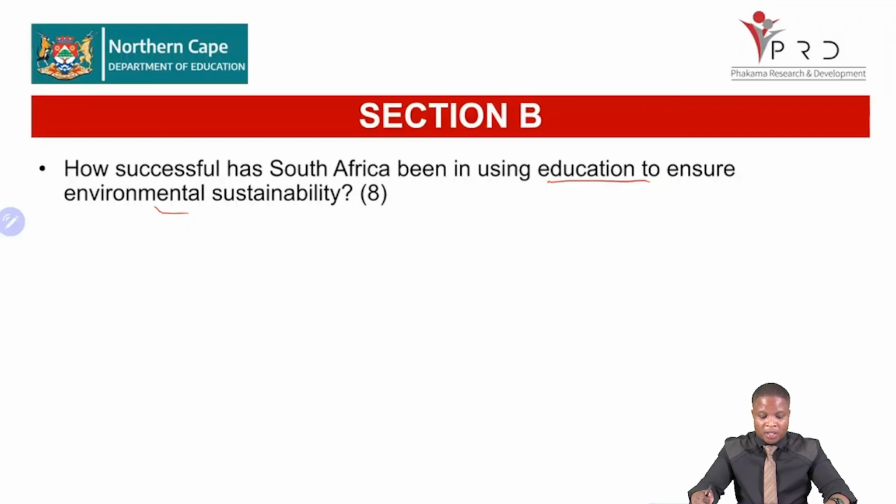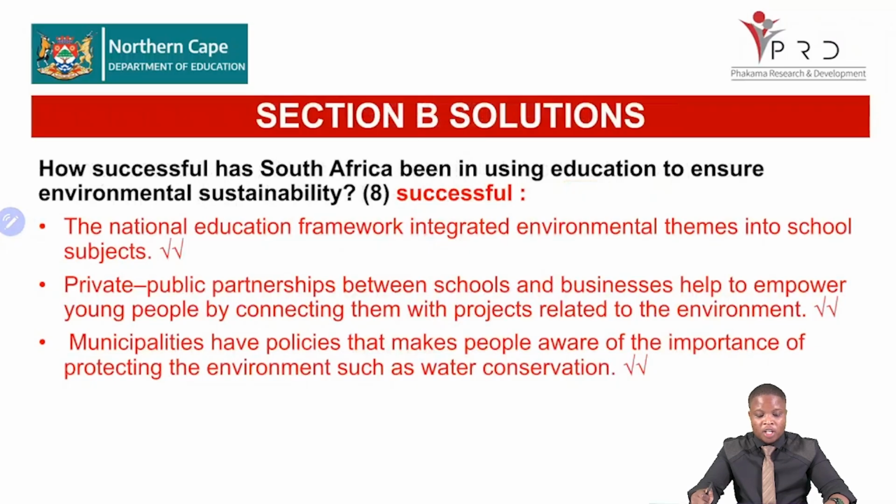Right, grade 12, our time is up. Let's look at our marking guideline. The question was to see how successful South Africa has been in using education to ensure environmental sustainability. So these are the possible answers for success. The National Education Framework integrated environmental themes into school subjects, where most subjects are teaching about the environment. Example, in economics, now we are doing environment. Public-private partnerships between schools and businesses help to empower young people by connecting them with projects related to the environment. Municipalities have policies that make people aware of the importance of protecting the environment, such as water conservation.